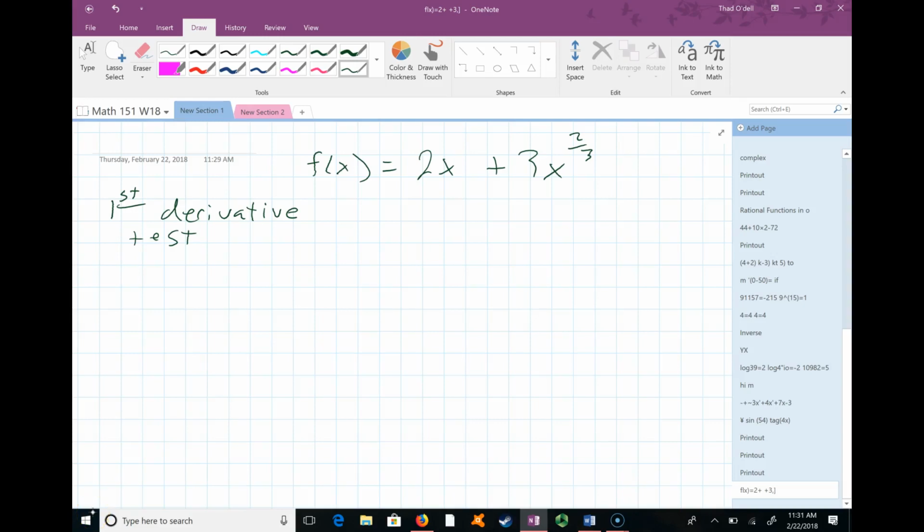So this function is on the bottom of the Introduction to Critical Points worksheet. I did this one in class on Thursday, but I also wanted to make a video of it so you can go back and look at it later, because I wasn't recording my lecture in class.